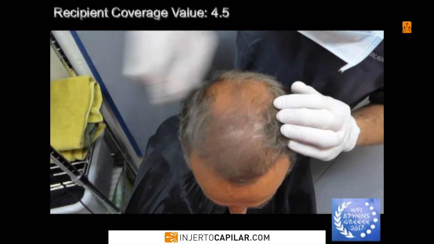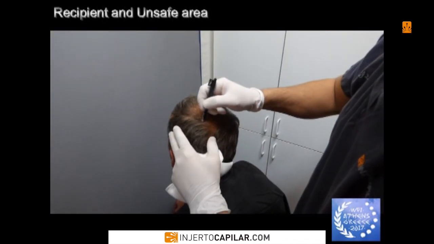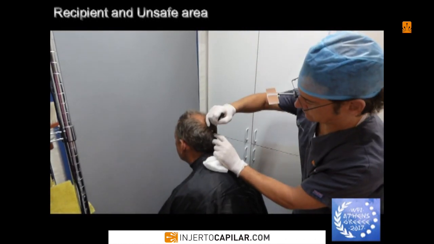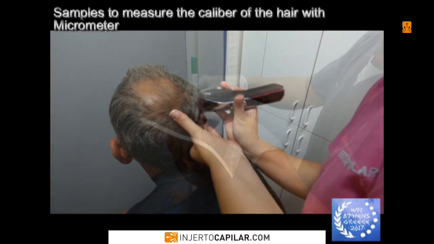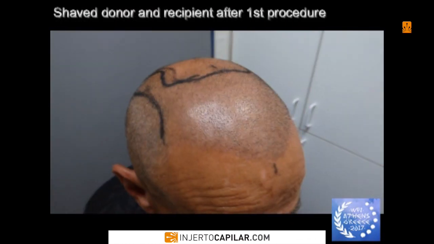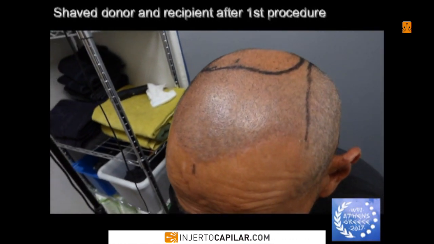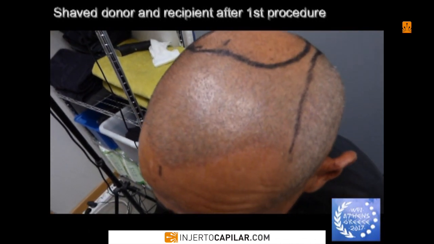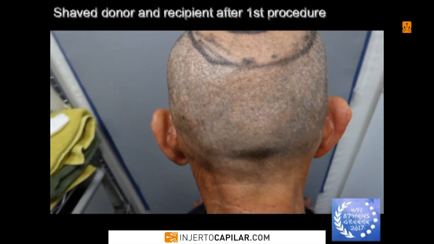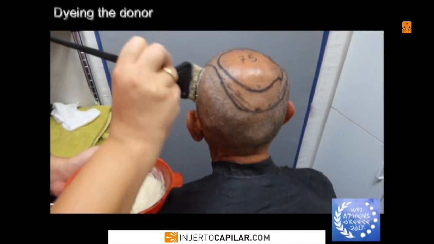So, firstly, we start drawing the recipient and unsafe area with long hair. We take some samples of hair to measure again the hair caliber in all different areas and shave the donor. The next step is to measure the targeted area to be repaired with a transparent sheet. Make some movies of the shaved areas and see the naturalness of the previous procedure, and dye his donor area to facilitate the extraction due to his white and gray hair.